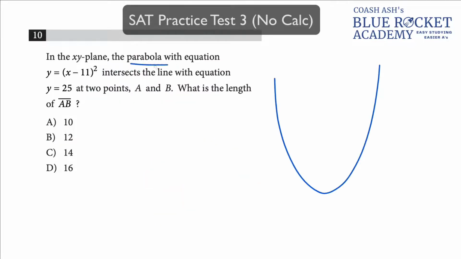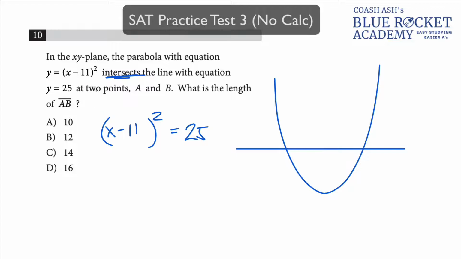Okay, as soon as they say parabola, I kind of at least draw a little bit of this. So in the xy plane, the parabola with this equation intersects the line y is equal to 25. Remember, y is equal to 25 means it's a horizontal line like this. Okay, and when it says intersecting, that's the SAT code word for this is equal to this, which means you just simply write down x minus 11 squared and set it equal to 25. When it's intersecting, that's what it means.